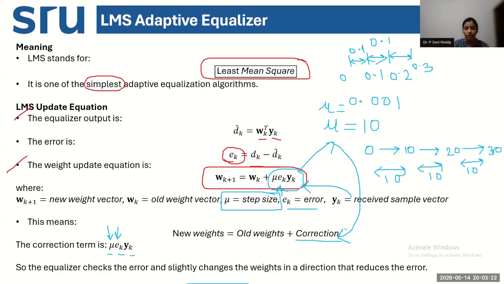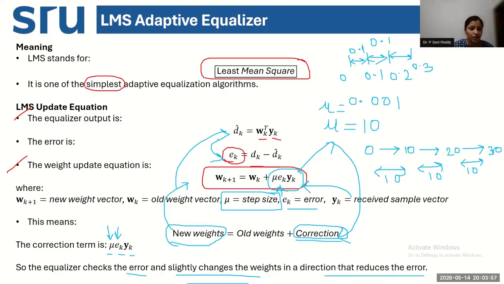Like that, you will keep on changing the correction factor and calculate new weights or new coefficients, and with these new weights you will update the value, regenerate the signal, calculate the error, and then repeat the process. So this is how adaptive equalizers, in this case least mean square or LMS equalizers, work. The equalizer checks the error, and if there is a slight change in the weights, it will try to reduce the error. So this is the basic working mechanism of adaptive equalizers in the case of the LMS algorithm.